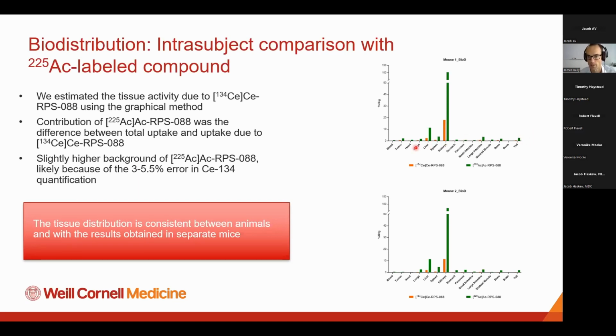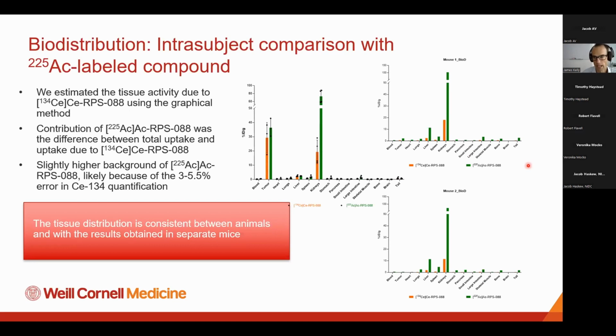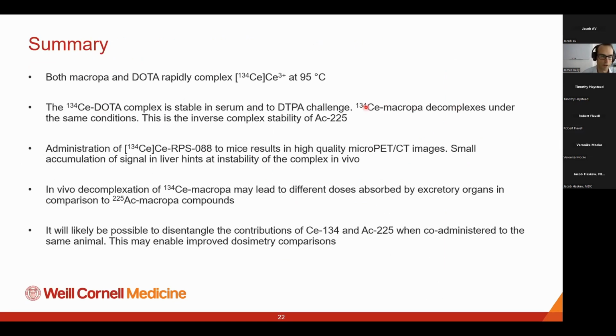There is a higher background level of actinium in general. So if you look at the large intestine, the liver, even perhaps bone, and that may be due to the 3 to 5% error in the cerium. So we're still trying to optimize this method, but certainly our preliminary experience suggests that it will be possible using standard graphical methods to actually determine how much of the activity is due to one isotope or the other. And again, this is just a reminder of what the inter-subject data looked like, and you can see that the intra-subject looks very comparable.